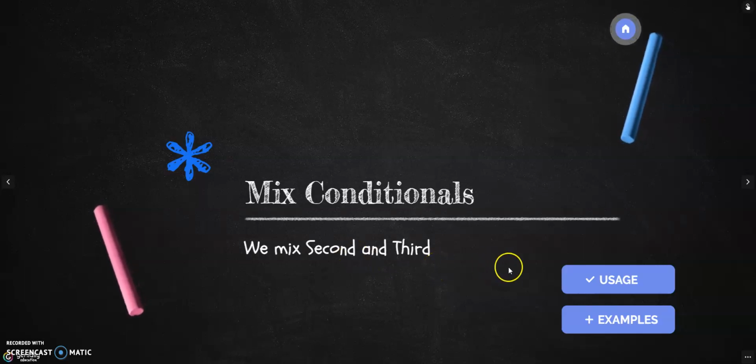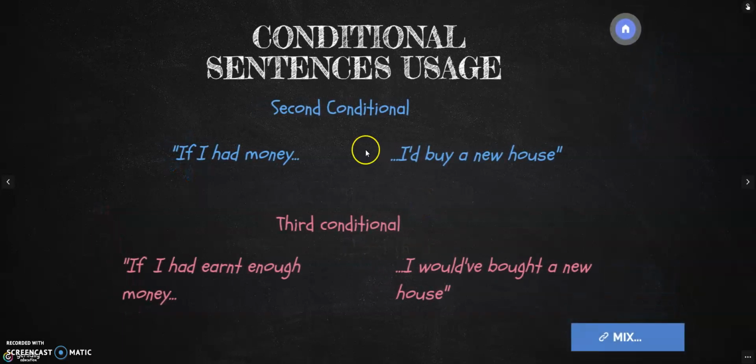And how do we do this exactly? Very simple. Take these two examples. I have a second and a third conditional in this case. If I had money, I'd buy a new house. If I had earned enough money, I would have bought a new house. Si tuviera dinero, me compraría una casa, una situación irreal en el presente. Si hubiera ahorrado suficiente dinero, me habría comprado una casa. Es una situación irreal, en esta vez, en el pasado.